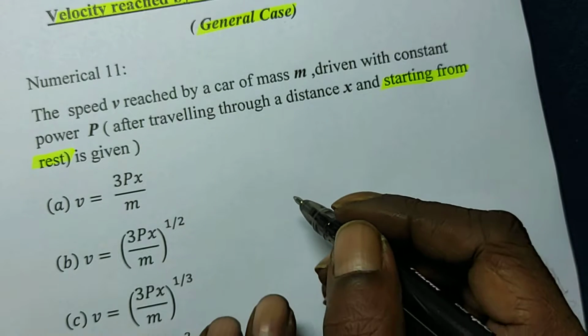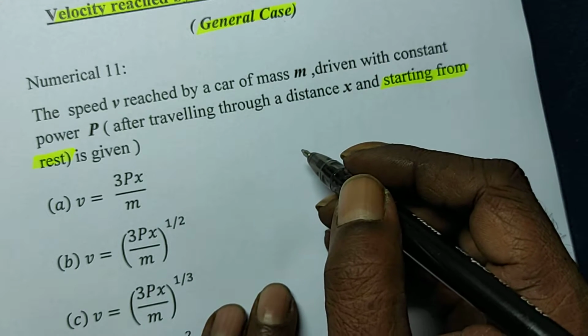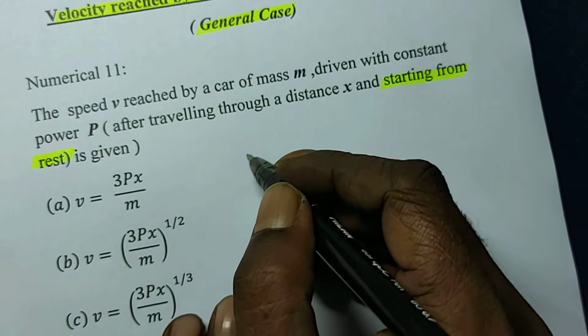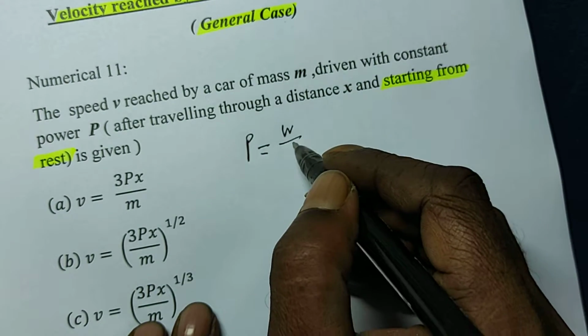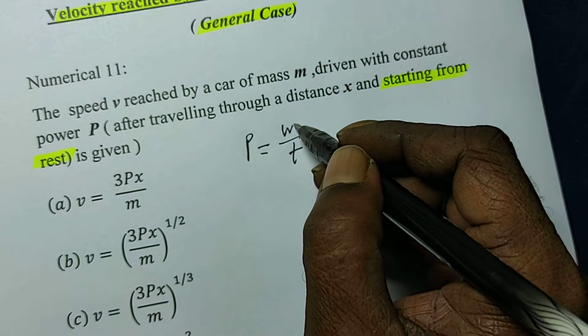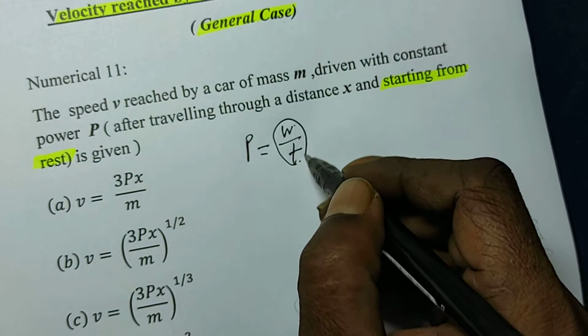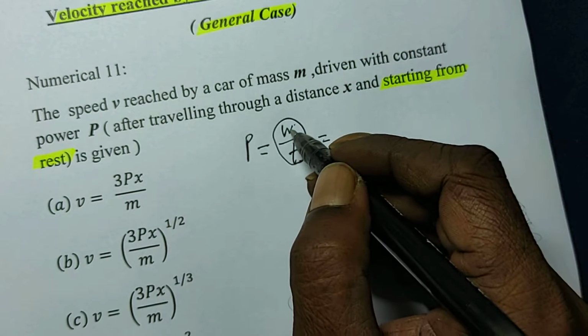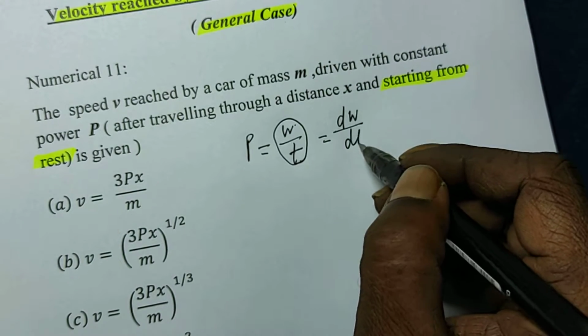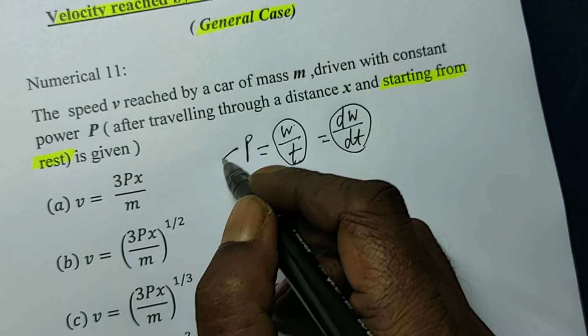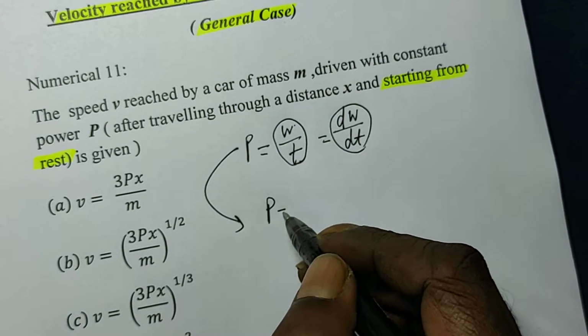So let us begin. Now, I explained power is equal to work done over time. If the value of work done is known, T is known, then just use this expression. Or if this work is variable, then we have to differentiate.